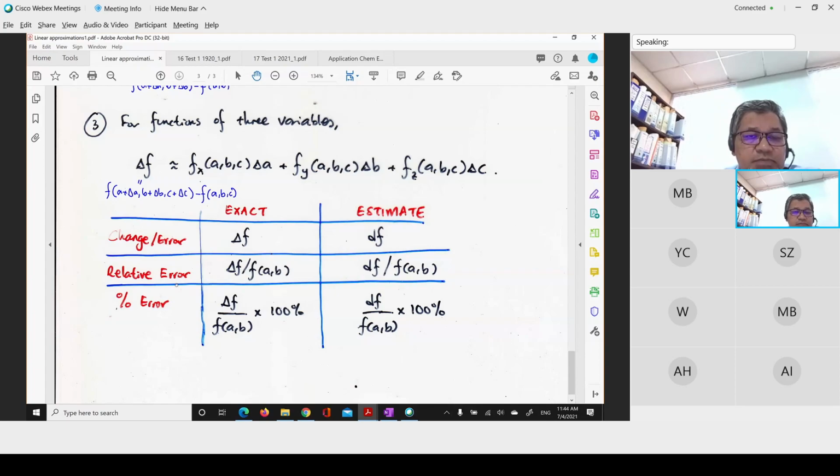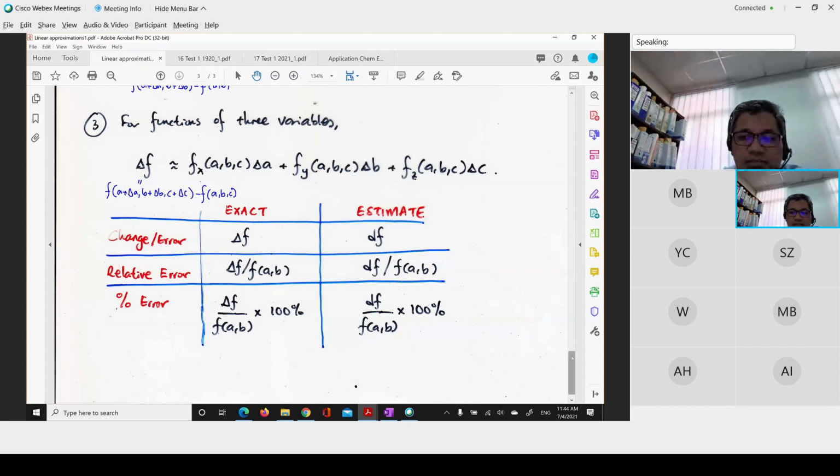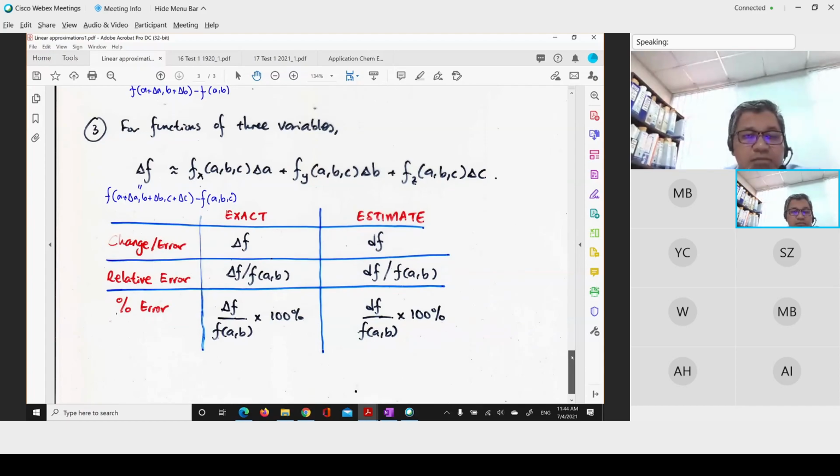And the third row shows the percentage error. Sometimes a percentage error is needed. So the exact percentage error is the relative error times 100%, and the approximate percentage error is the approximate relative error times 100%. So sometimes, during the test or final exam, change is required or error is required. Sometimes relative error is required, or sometimes a percentage error is required.